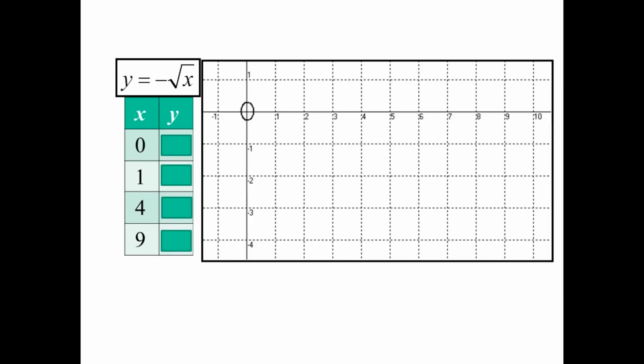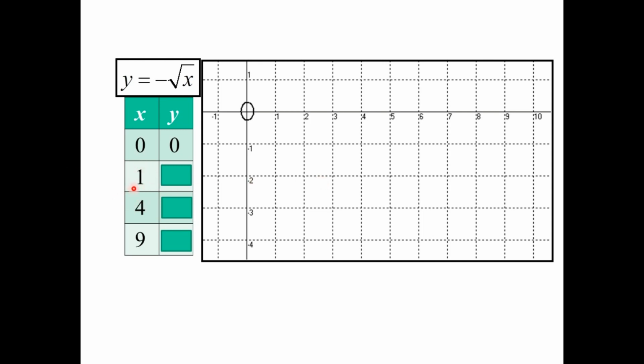Let's take a look at y equals negative root x. It's going to be similar. Again, I chose numbers that I know the square root of, and they have to be non-negative because they have to be put underneath a root sign. So y is going to equal the negative of the root. So if x is 0, y is, well, the negative of root 0 is still 0.